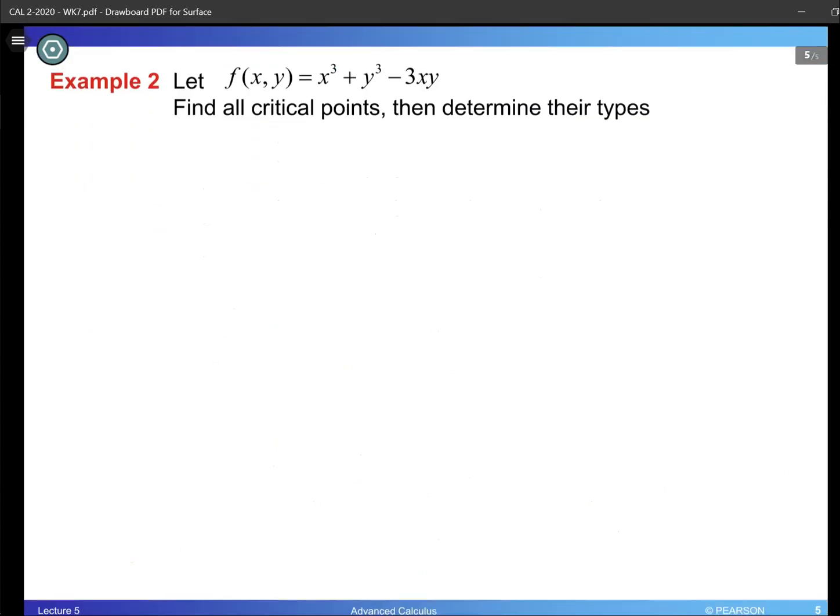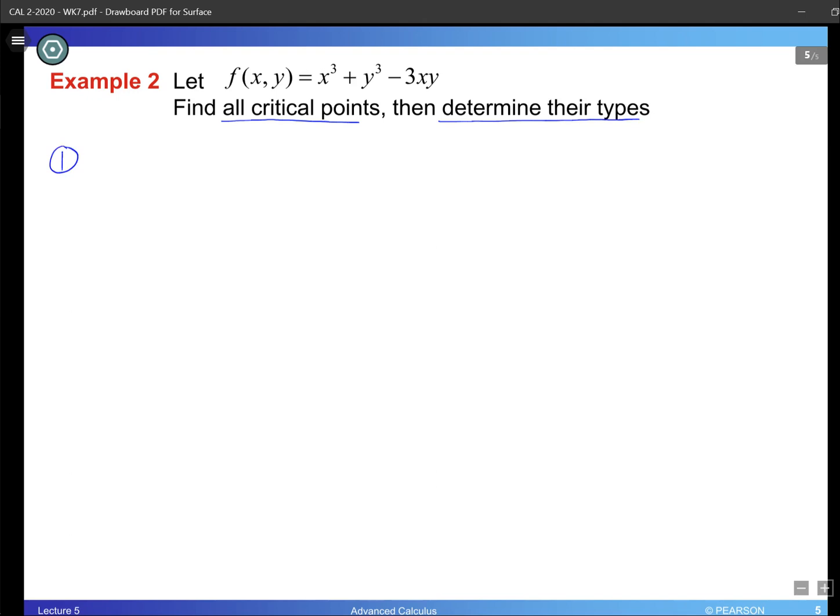This is example number 2. Once again, we have a multivariable function f with two variables x and y, and it's equal to these terms. And once again, we are supposed to find all the critical points and then determine their types. So we need to repeat everything again. So let's do that first with the first derivative test. Number 1, first derivative test.